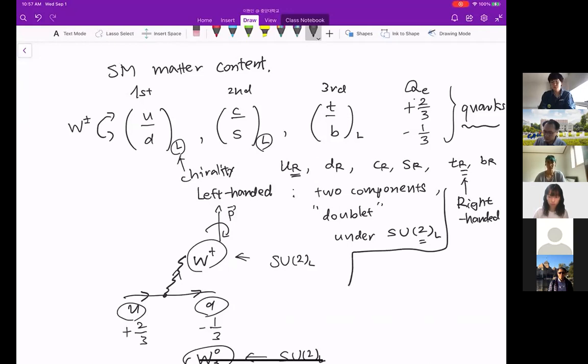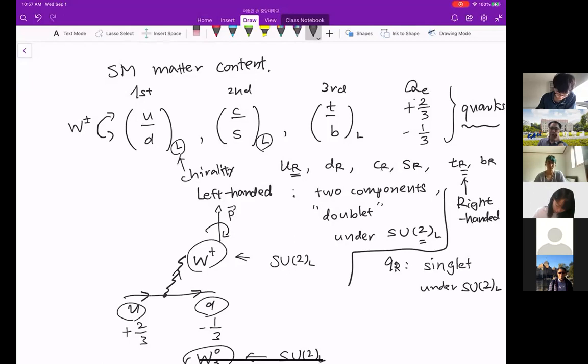So those are quarks, Q, let me call this QR. It's a singlet, so a single component under the SU2. So this is what we call a singlet under SU2, meaning that this right-handed component does not change under the SU2. So singlet component.